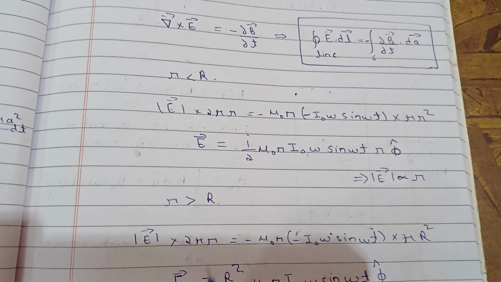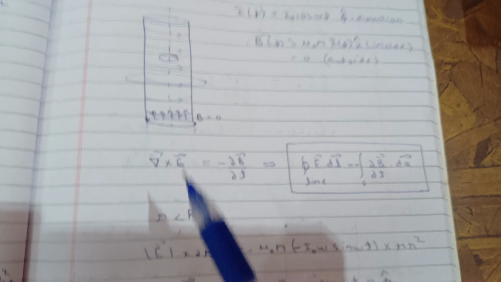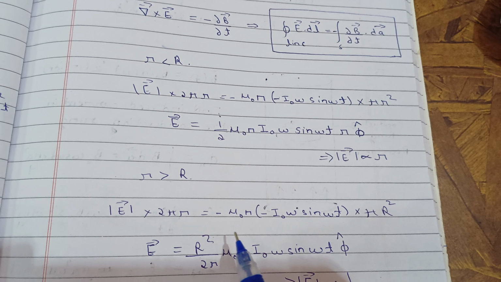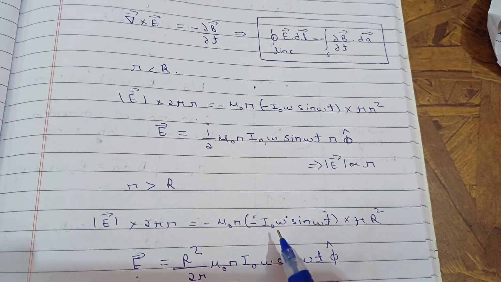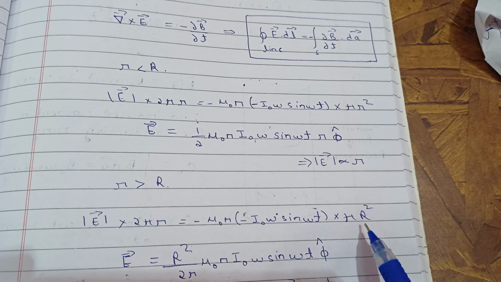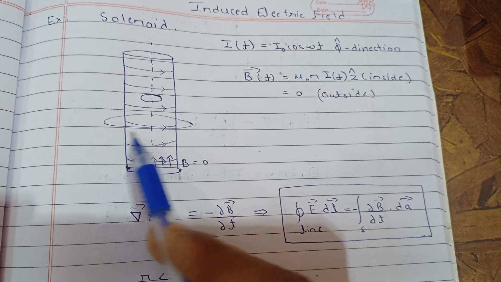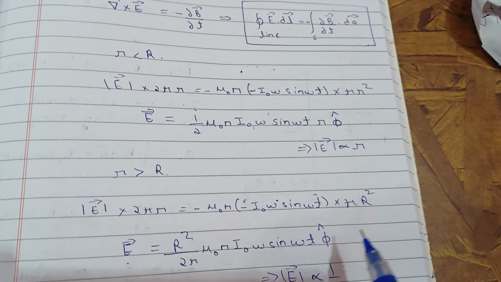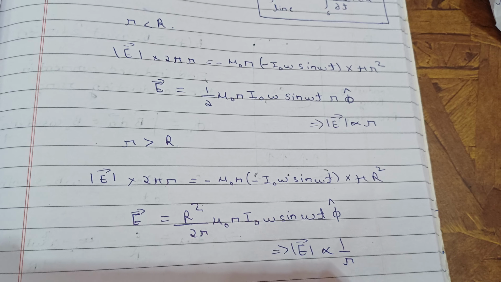Now let's see outside. For outside, let's consider some loop with radius small r. So E into 2 pi r will give you minus mu naught n, and again it is dB by dt, so it will give you minus I naught omega sin omega t. Minus will become plus, and this time the area will be pi R square, because the affected area is that of the solenoid. B is passing through this only, so that's why we have taken capital R here. From here you will get this relation for E, and it is again in the phi cap direction.